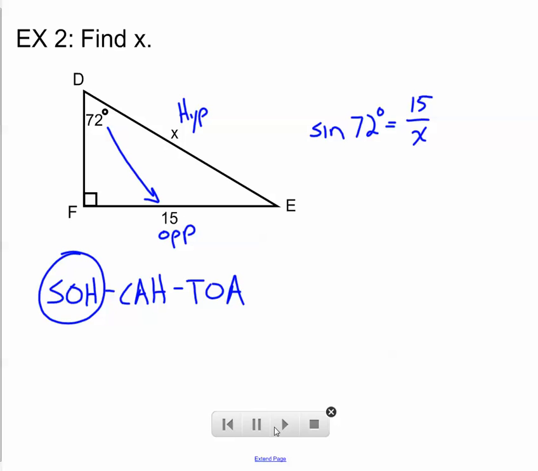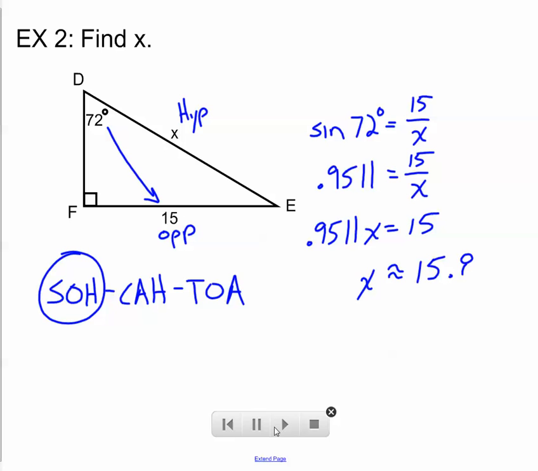Sine of a 72-degree angle from our trig table is 0.9511. You multiply both sides by x, and then you divide both sides by 0.9511, which is about 15.8. So in a right triangle that has a 72-degree angle with a leg length of 15, the hypotenuse would be 15.8. It's very similar to yesterday, except we've got this added step. So make sure you show your work.